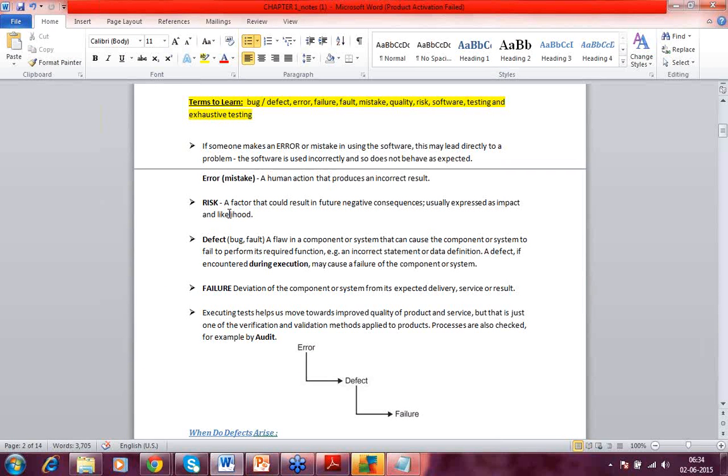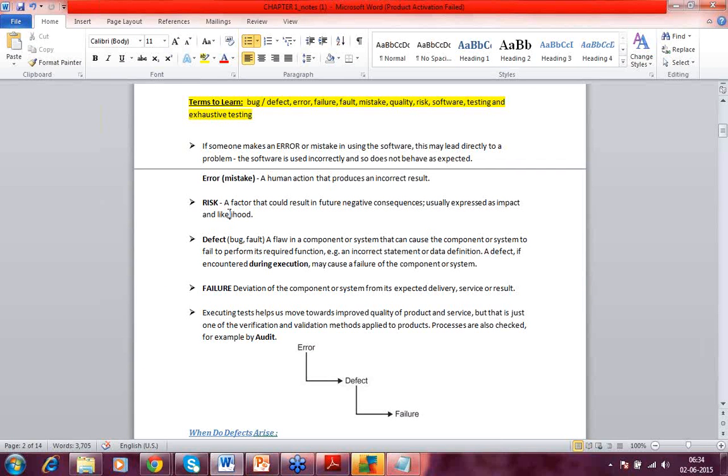If someone makes an error or a mistake in using the software, this may lead directly to a problem. The software is used incorrectly, and it is not going to behave as expected. Like I said, if the user training is not proper, he will make mistakes, or basically he will make an error in using the software. Even that is also a problem, right? So with that, we can talk about what is an error.